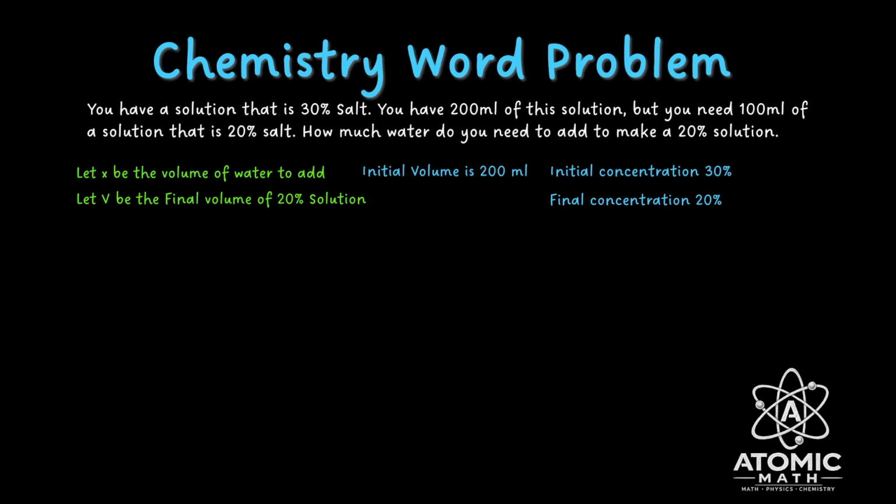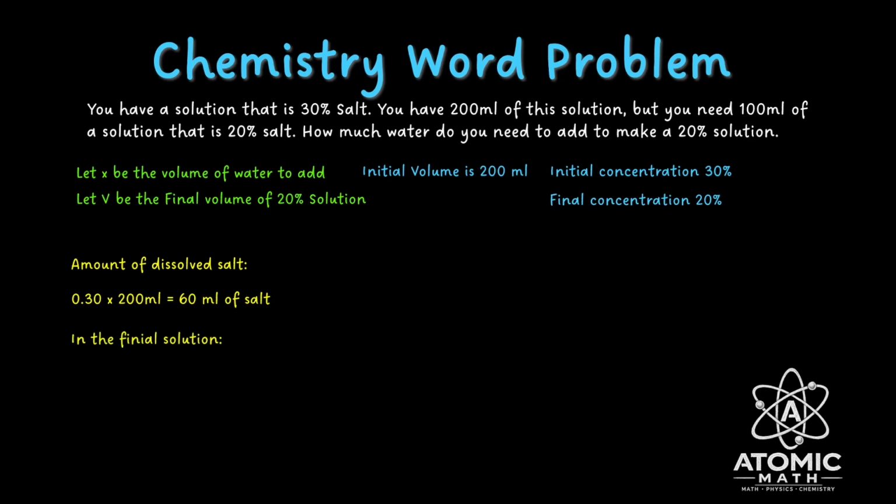So now we've written down what we want and what we know. Okay, first thing that we have to figure out is in that 30% solution that we have 200 mils of, how much salt is in there? So in order to calculate that, we're just going to take basically 30% of those 200 mils. So 0.30 times 200 equals 60. So we'll say we have 60 mils of salt.